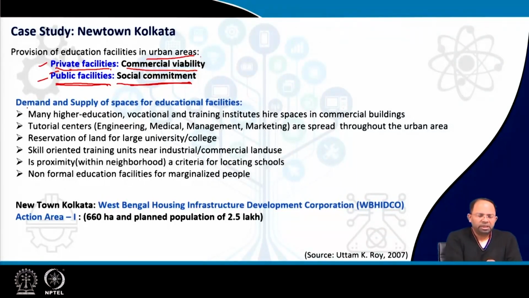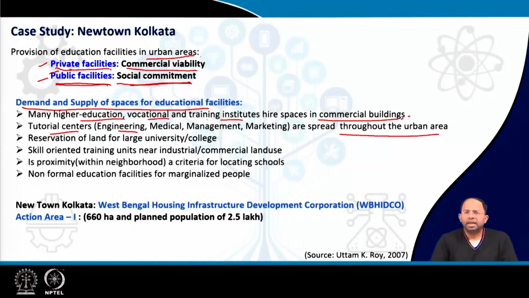So first of all, we have to determine the demand and supply of spaces of educational facilities in similar areas. What the planners from Newtown found out was that many higher educational, vocational and training institutes hire spaces in commercial buildings. That means they don't have their own building or land area where separate institutes are created, but they hire spaces in other commercial buildings. Then tutorial centers for engineering, medical, management, marketing are spread throughout the urban area at different places. There is no specific zone or plot of land allocated for this.